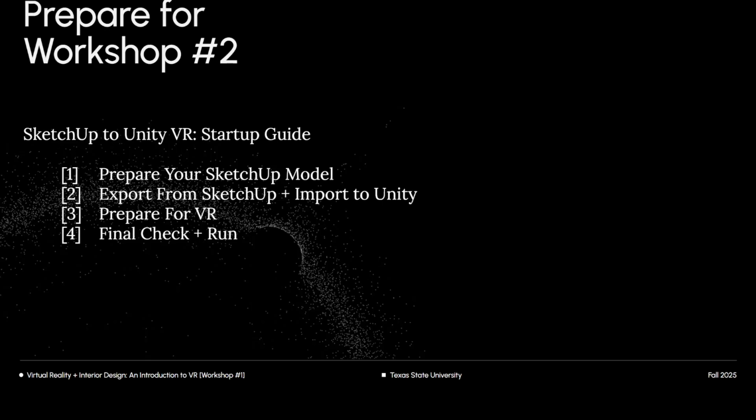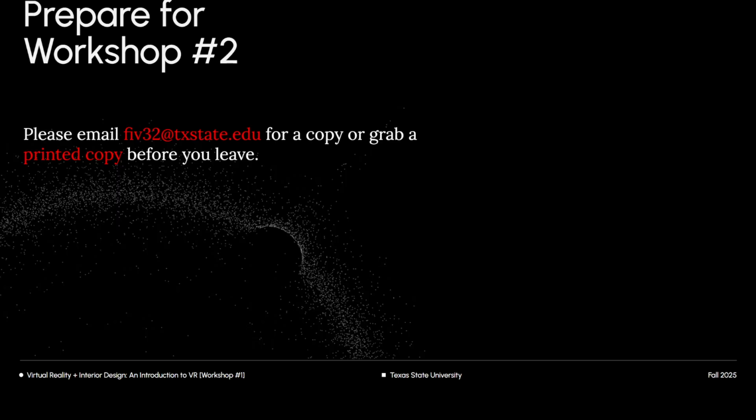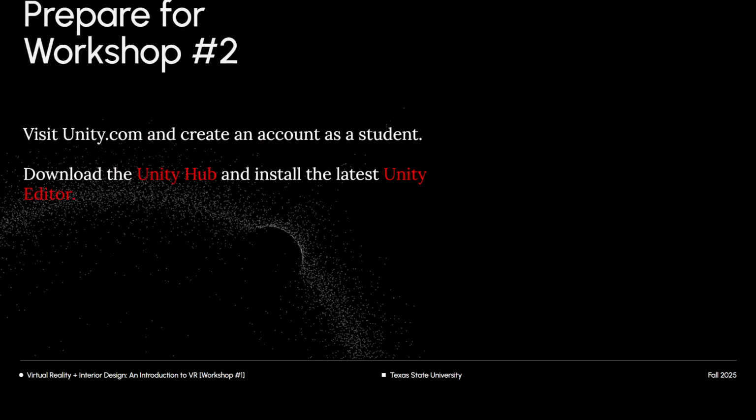This document will allow you to talk about how to get your SketchUp model watertight, how to import it into Unity, how to prepare it and rig it for VR. This is a specific process, and then a final check and run for that. If you need a copy of this, feel free to email me. Here's my email. I'll leave it on the screen. It'll also be linked here on YouTube. And then it's also a printed copy here before you leave. Feel free to visit unity.com and create an account as a student. This will give you free access. And then, like I mentioned, download the Unity Hub and install the latest Unity editor.